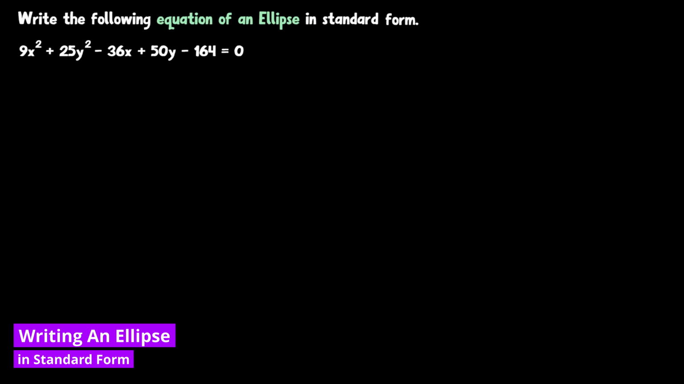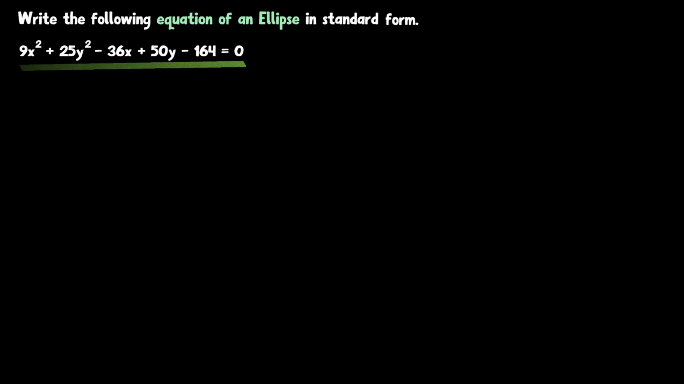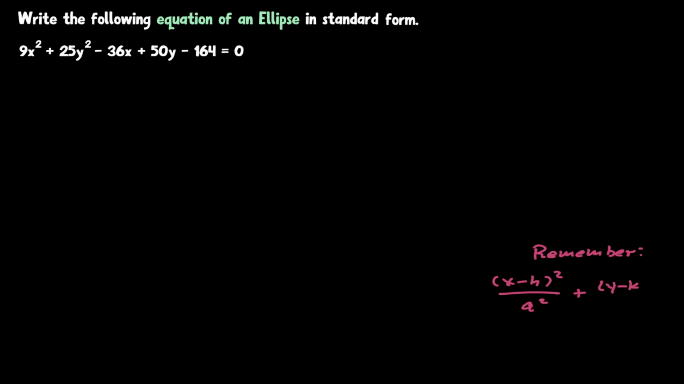Welcome. Let's consider the following equation, which represents an ellipse, and let's write it in standard form. Let's remember that the standard form of an ellipse can be written as (x minus h) squared divided by a squared plus (y minus k) squared divided by b squared equals 1.